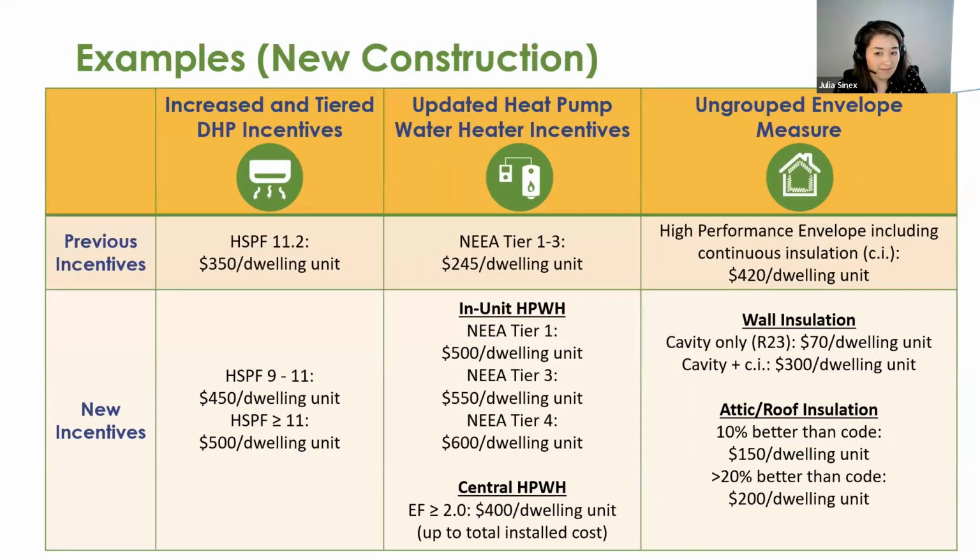So we took the same approach with the ductless heat pumps and the heat pump water heaters as we did on the existing building side. And then regarding that ungrouping of measures, when we reached out to folks to get feedback, the single most common feedback that we got was regarding continuous insulation, and it was required on the new construction envelope measure. So we are now offering cavity and continuous insulation incentives for walls and attics. Everything is going to be a separate measure. All right, next slide, please.